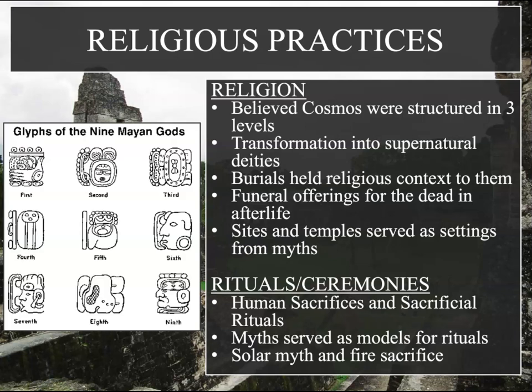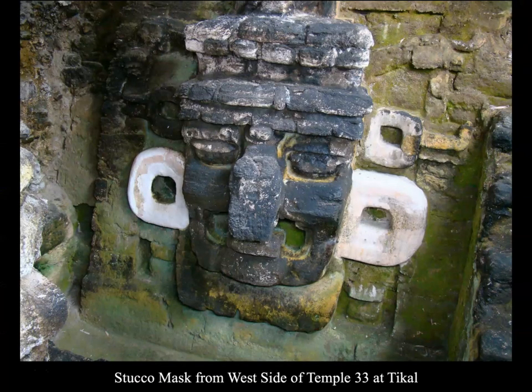Here is some Mayan gods featured in glyph form. This is a mask from the west side of Temple 33, which is in the North Acropolis. A lot of temples were decorated with stucco masks, often to the Mayan sun god, or represented the jaguar, old god, or shark. And so very much so, rulers considered themselves to be sun gods and part of that reincarnation of the sun god. And so this is a representation of that on the temple form itself.